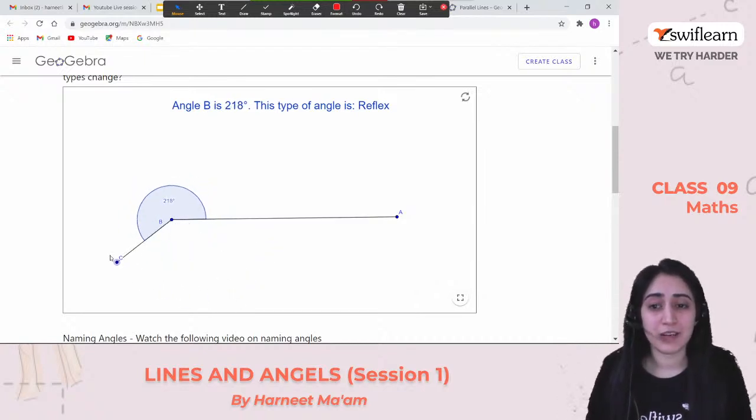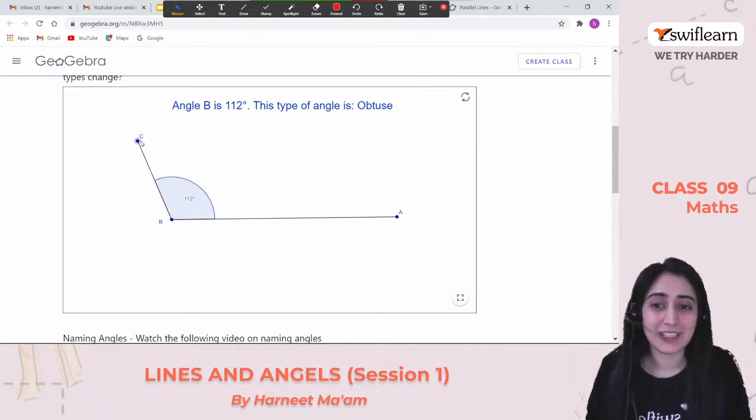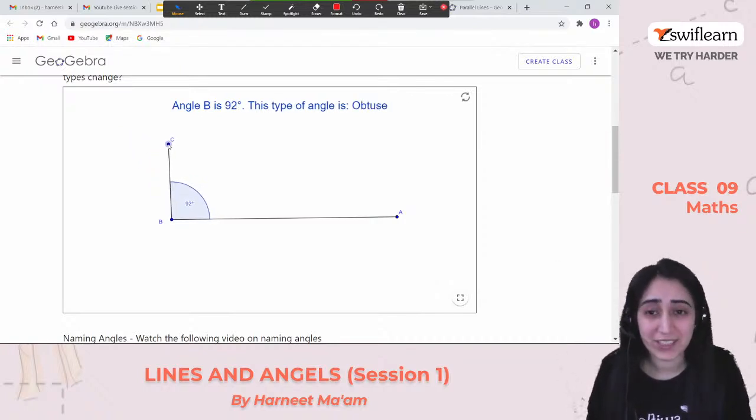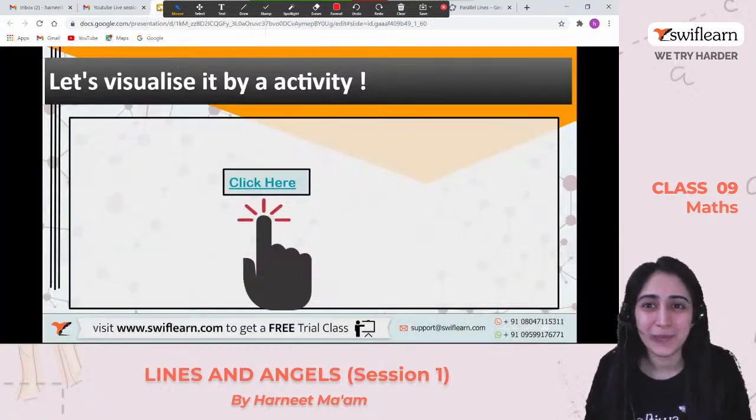Reflex. Stop, straight. Okay, now obtuse. Then stop, straight, 90 degree, right? Now let's start. Right angled, 90 degree. Now, acute, acute, acute, acute. Clear with this one? Yeah, great.